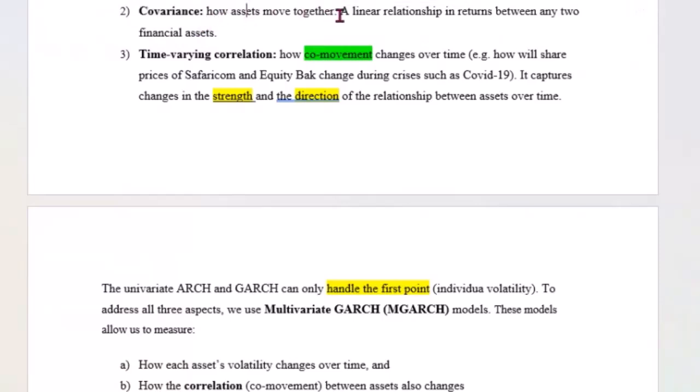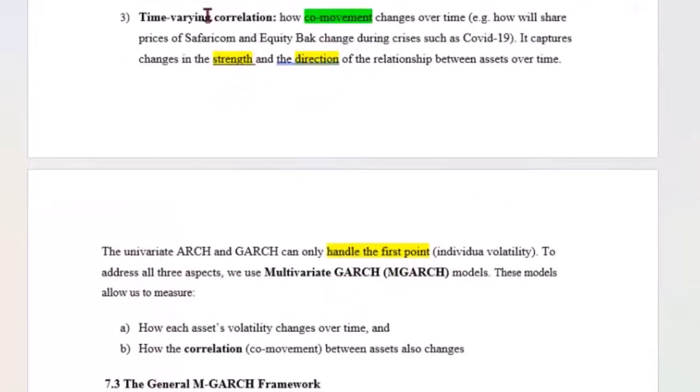For instance, during elections in our country, how will the performance of Safaricom and Equity Bank shares behave for that particular year? Will they increase? Will they decrease? How will their earnings behave? How do these assets covary? How do they move together? Do they have a linear relationship?